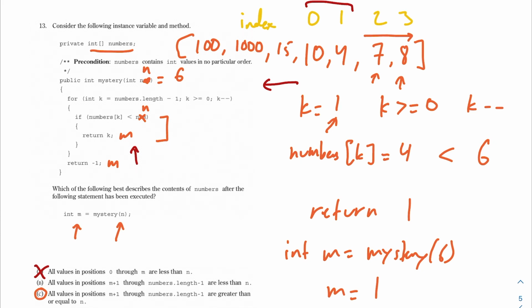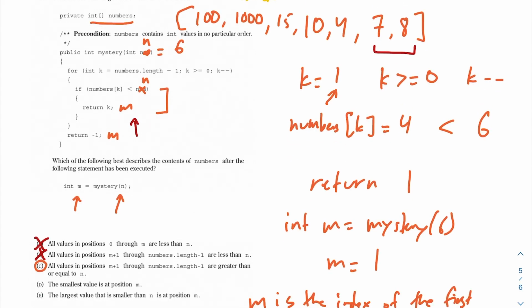B is also incorrect. The reason is it says that all values in positions m plus 1 through numbers.length minus 1 are less than n. This is not correct. Remember, for our example, the values in positions m plus 1 through numbers.length minus 1 would have been this 7 and this 8, and those numbers were not less than n. We returned the very first index that was less than n because we knew all the indices after that were greater than or equal to n. So B is also incorrect.